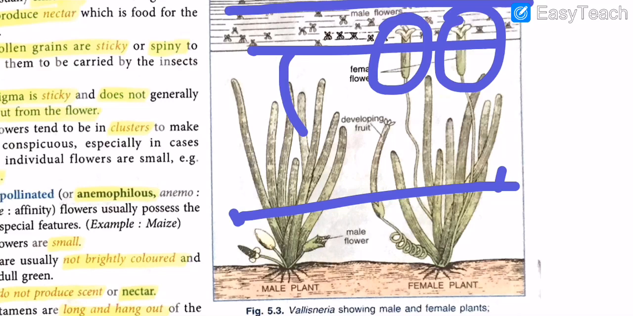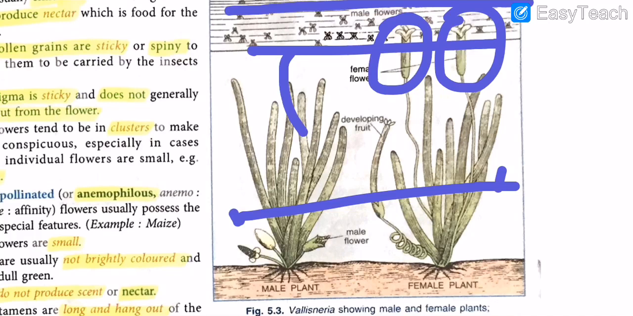Again, just hanging out in the air, just like the anther. Okay, perfect. So with this, we come to an end of cross-pollination. Just one more paragraph on the next page. Let's quickly go to the next page. Let's finish that off and let's go on to artificial pollination and some examples of pollination.